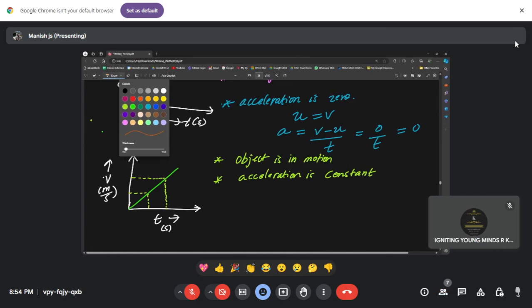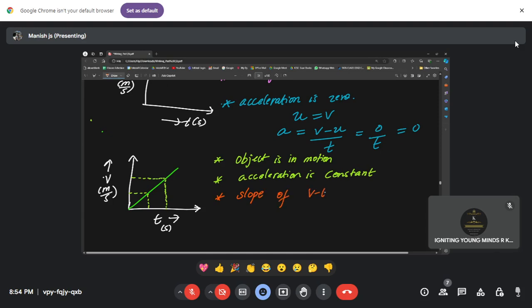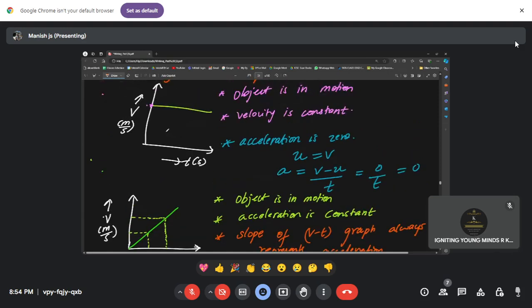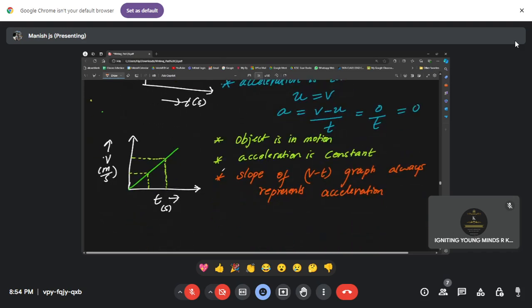That's the next point. Slope of velocity time graph always represents acceleration. For the previous graph, if you see, the slope is zero. You understand why it is zero? Because there is no change in velocity, isn't it? So it's ultimately zero, and that's the reason you got a as zero. That is your interpretation.